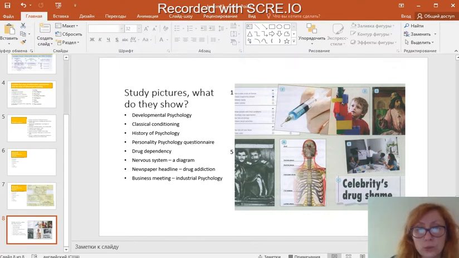Your task is to choose answers, match with the pictures, and give me the argument. Why do you think so? For example, if I take a look at the first picture, number 1 picture, it's a kind of a questionnaire or test.